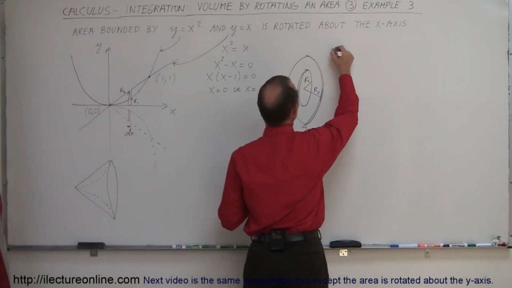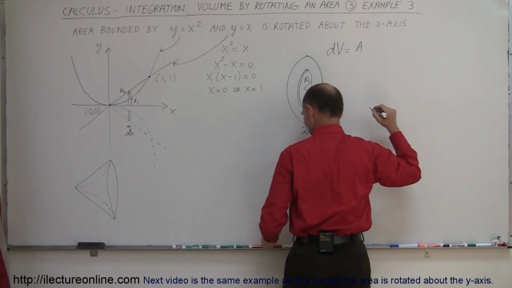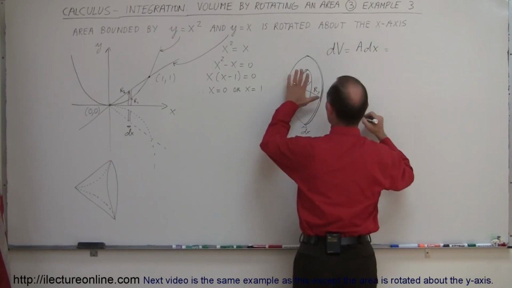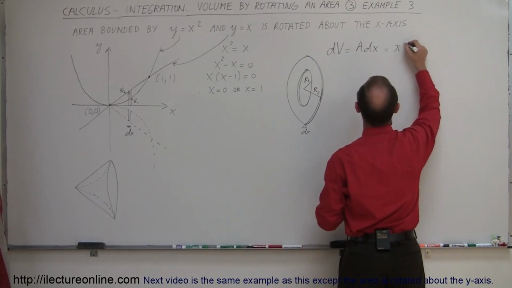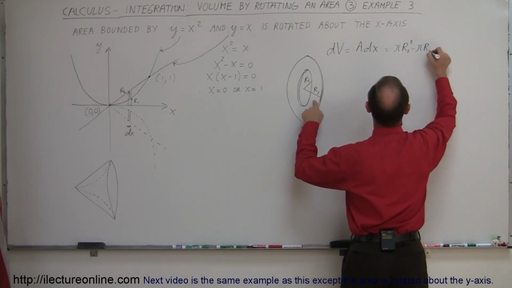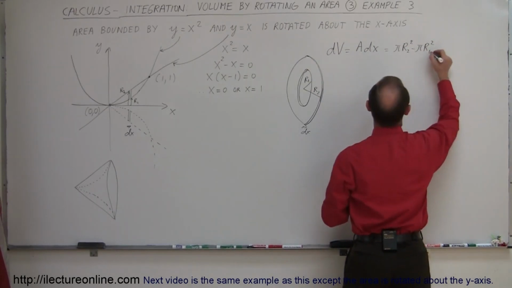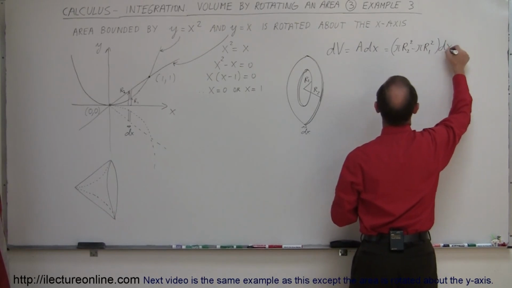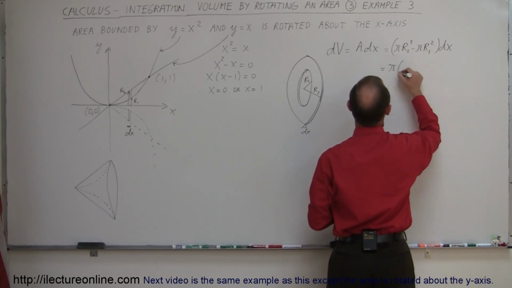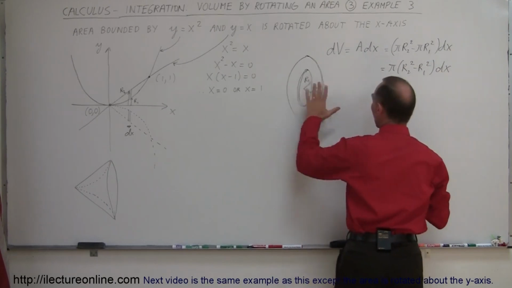We call this the dv, a small little volume, which is equal to the surface area of that disk or that washer times the thickness, which is dx. And so the area of this would be equal to pi times the outer radius squared, so that would be R2 squared, minus pi times R1 squared, so that would be the area of the disk minus the area of the hole, and multiply that times dx, the thickness of it. That will give you the volume of this washer, and so that can be written as pi times R2 squared minus R1 squared times dx. So that's a small little volume.